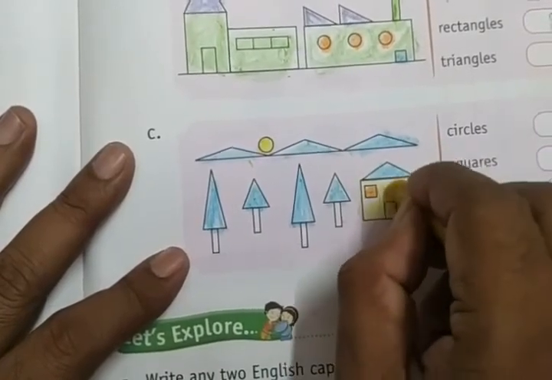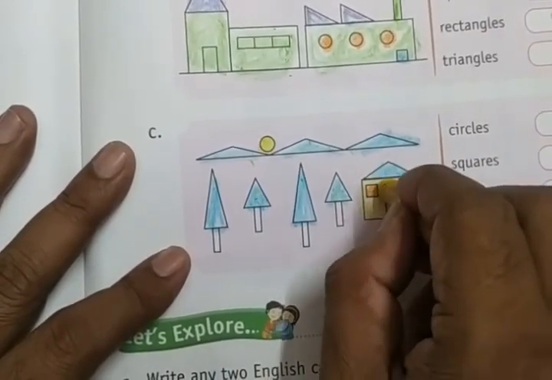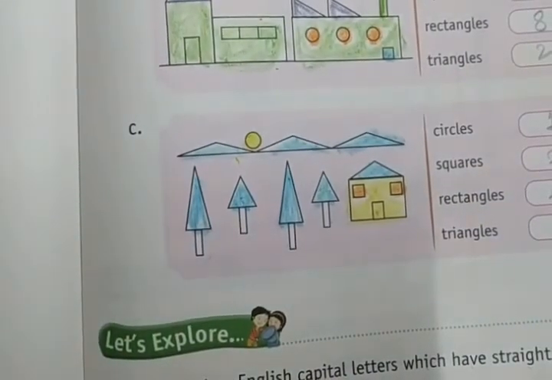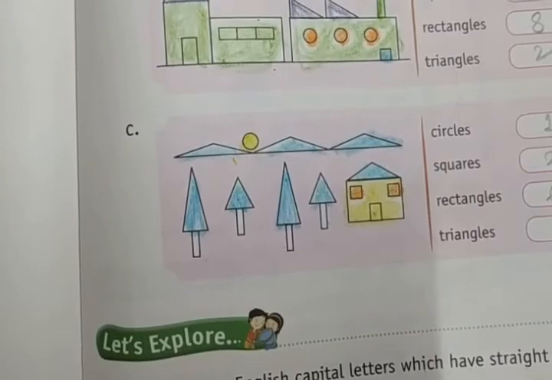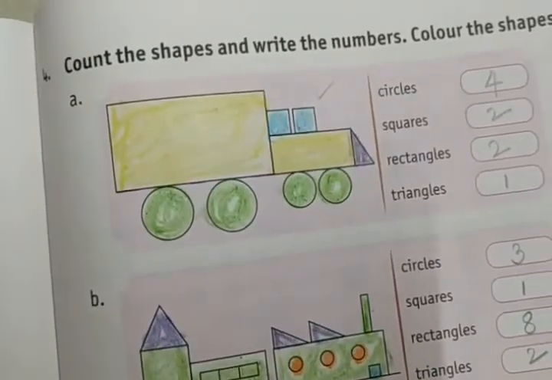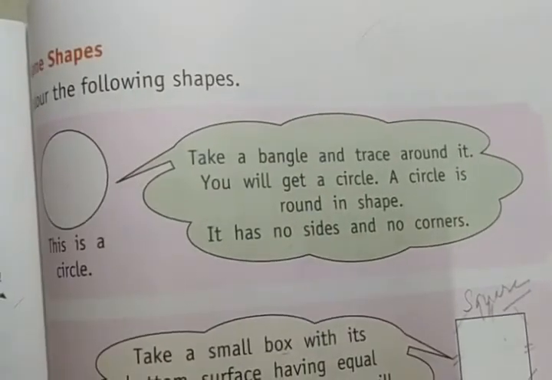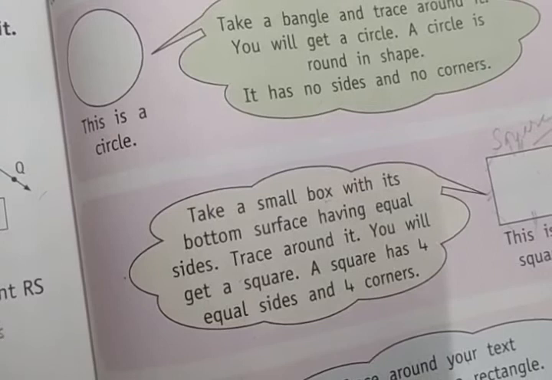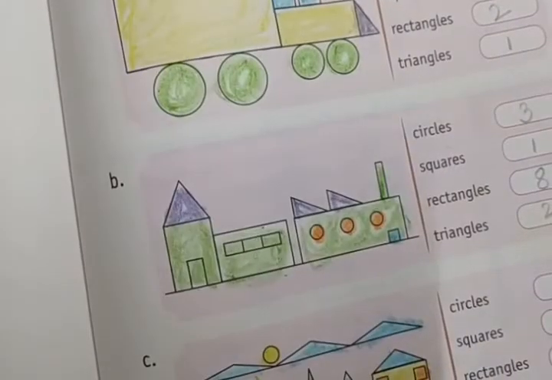How many rectangles are there? How many squares are there? How many triangles are there? How many of this? Right? Hope you have understood. We will do it. Right? This is all about the lesson, unit number 6, shapes and patterns.